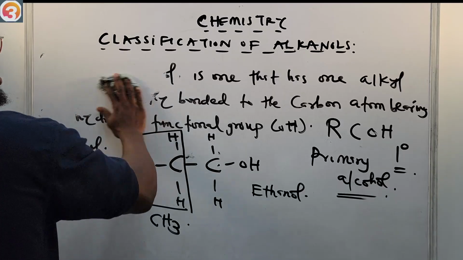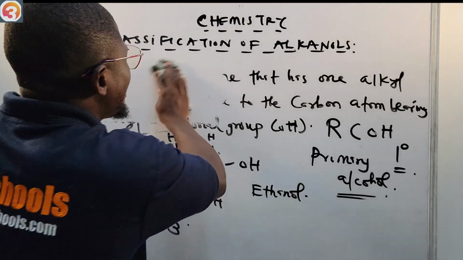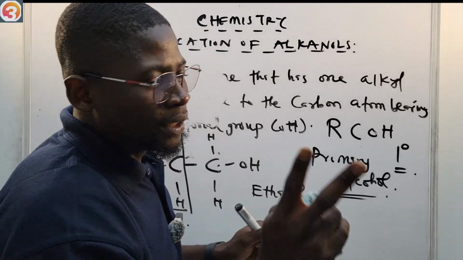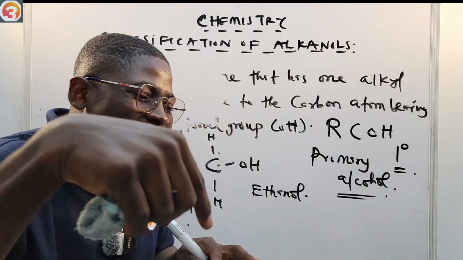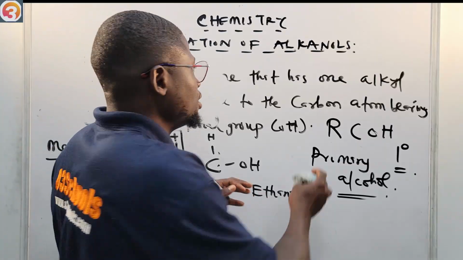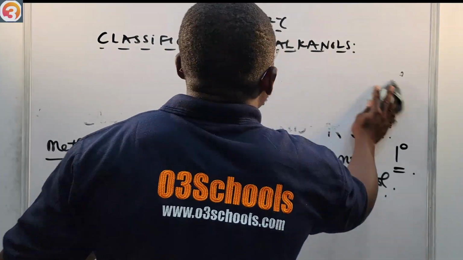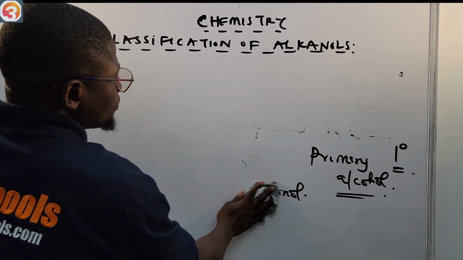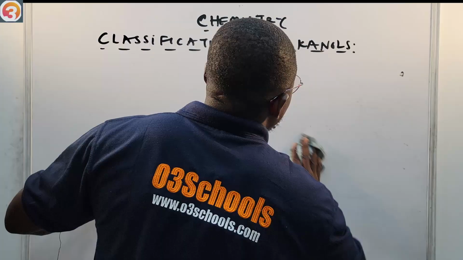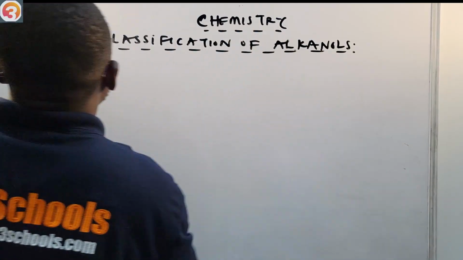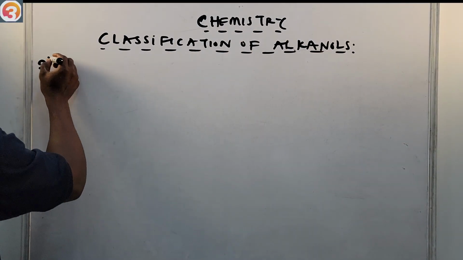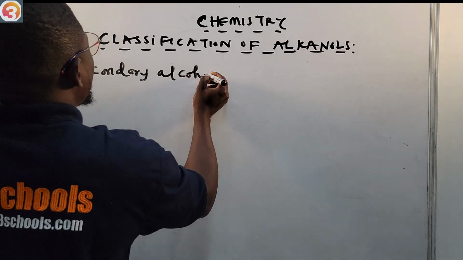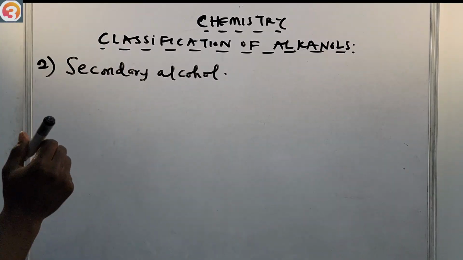A secondary alkanol or secondary alcohol is one that has 2 alkyl groups directly bonded to the carbon atom bearing the OH group. Is that clear now? That is a secondary alkanol. It will have 2 alkyl groups directly bonded to the carbon atom that is bearing the OH group. So for number 2, that will be a secondary alcohol.